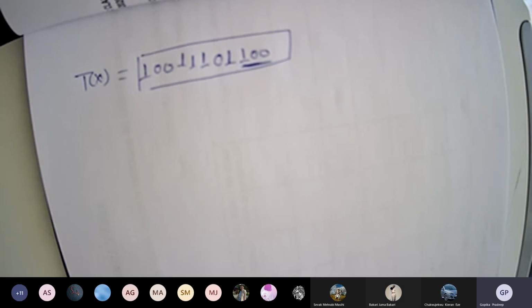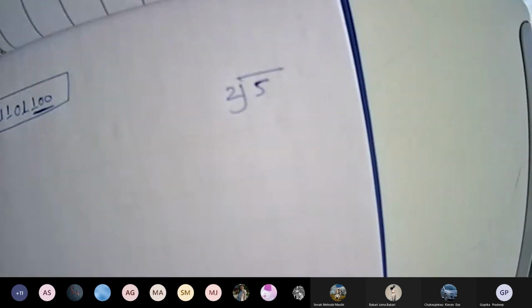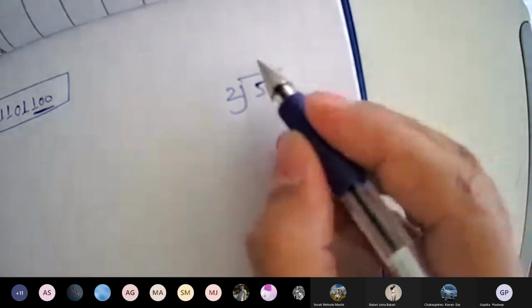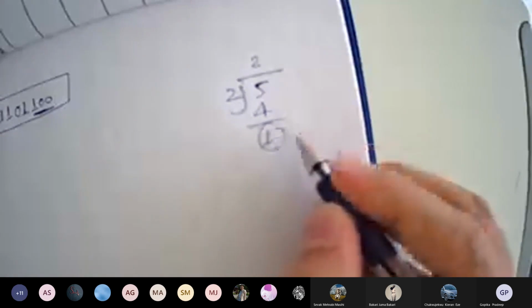Not sure. It might depend. If we are doing it again, there should not be any remainder. Suppose I will tell you. You are dividing 5 by 2. How many times can you divide? 2 times. What is the remainder here?